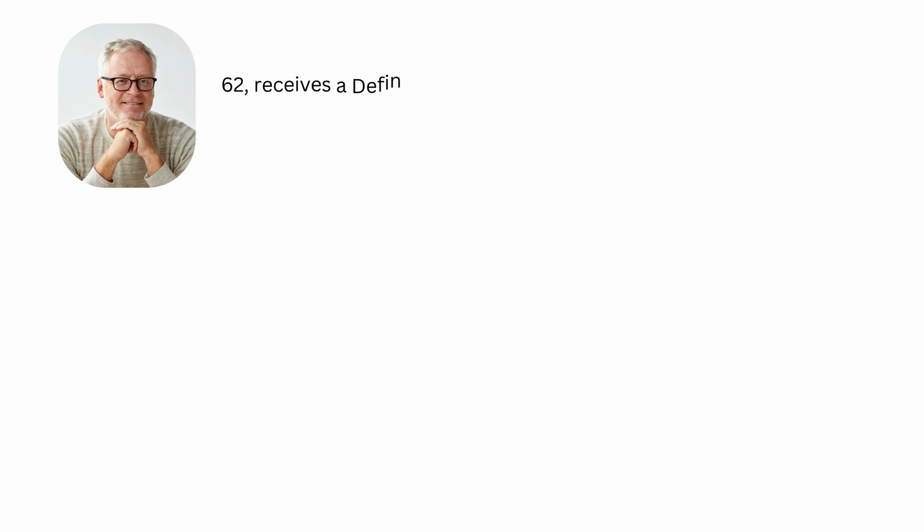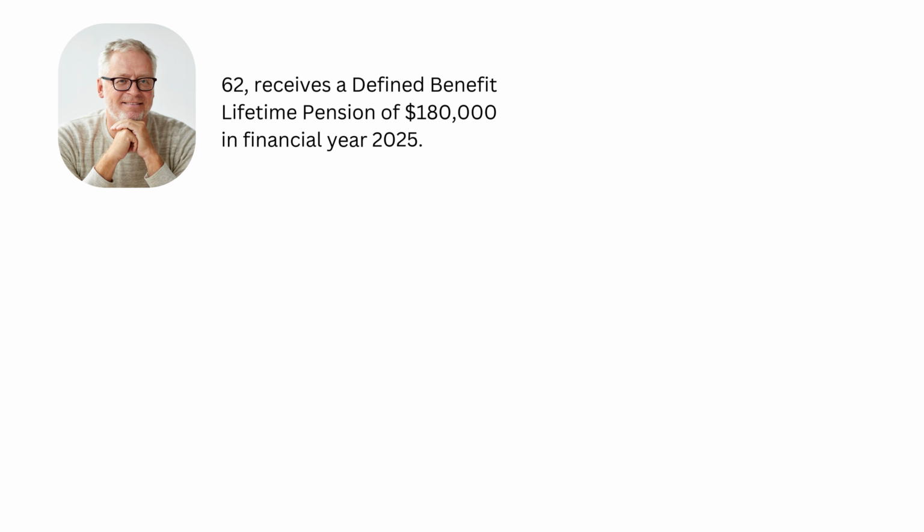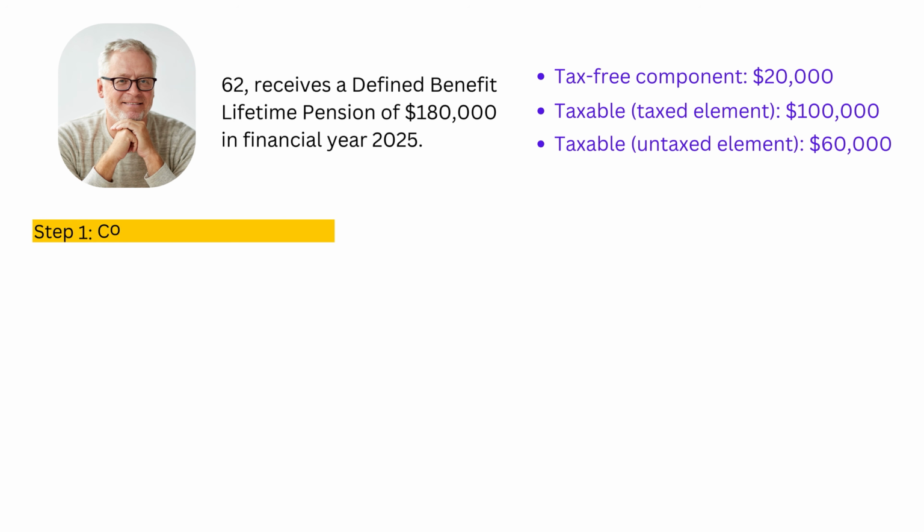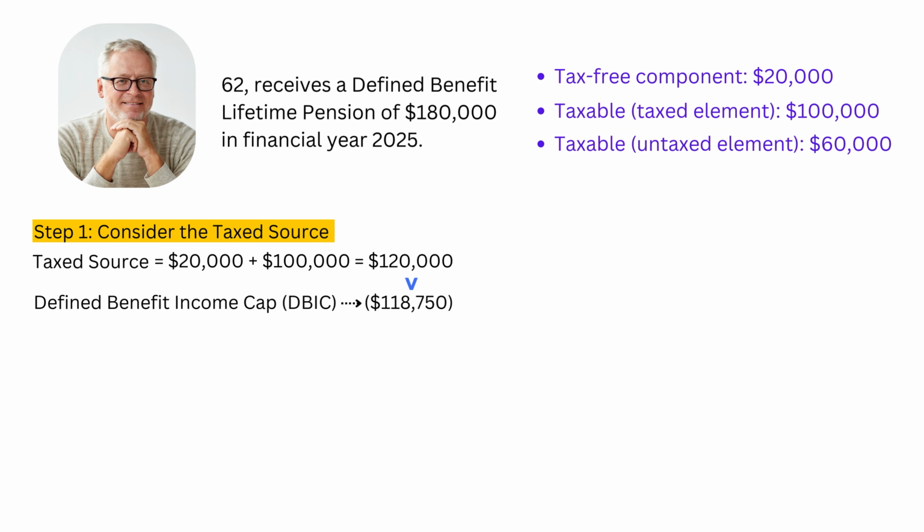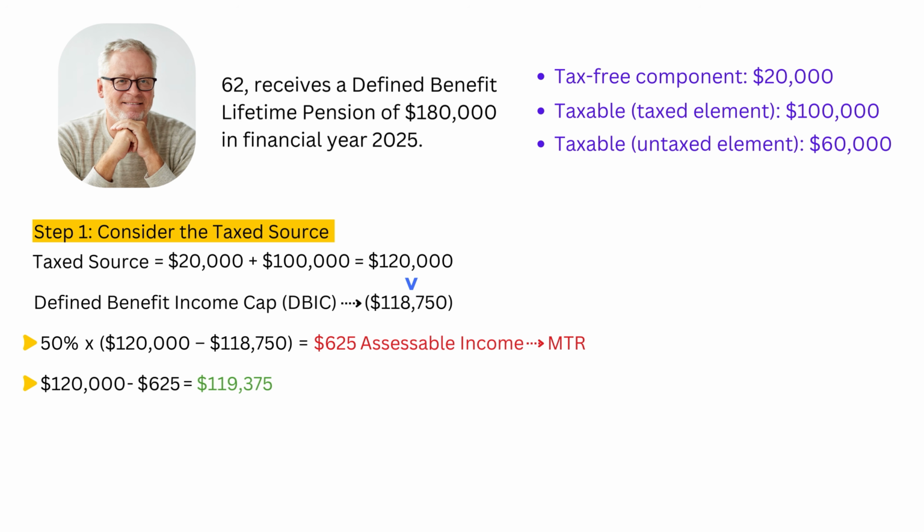John is 62 and receives a defined benefit lifetime pension of $180,000 for the entire financial year 2025. The payment is made up of the following components. Step 1. Consider the tax source, which includes both the tax-free component and the taxable taxed element. Since the amount exceeds the defined benefit income cap for the relevant year, 50% of the excess is included in John's assessable income to be taxed at his marginal tax rate, and the remaining remains tax-free.